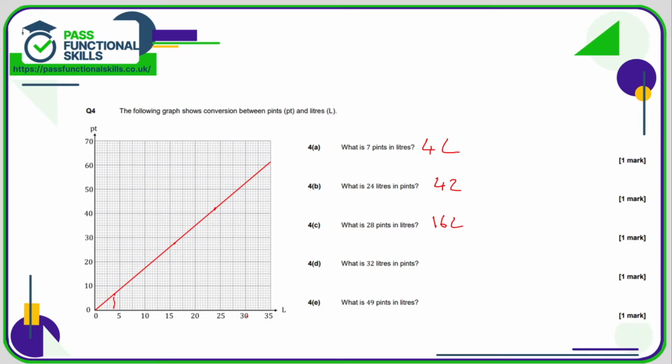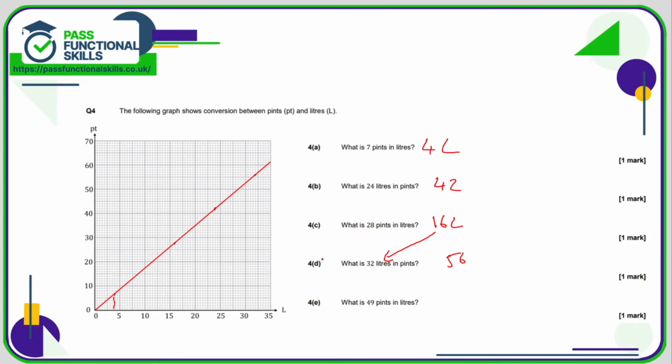32 litres, well, what we could do is 32 is double 16, so double 28 is we should be getting somewhere close to 56 pints. Let's just double check this. 30, 31, 32, so it's one line to the left of this thick line here, and that hits there, which is one above 55, which is 56.